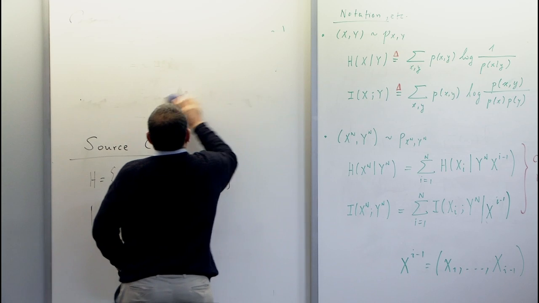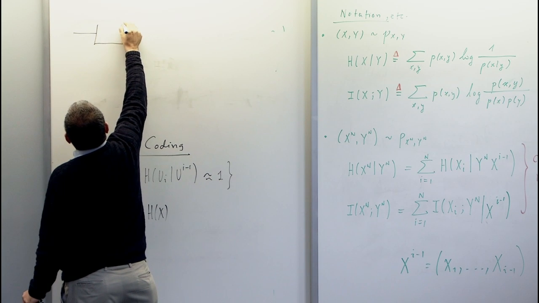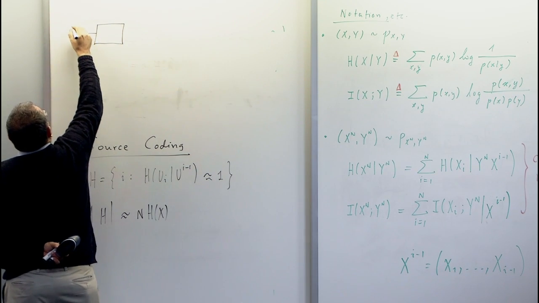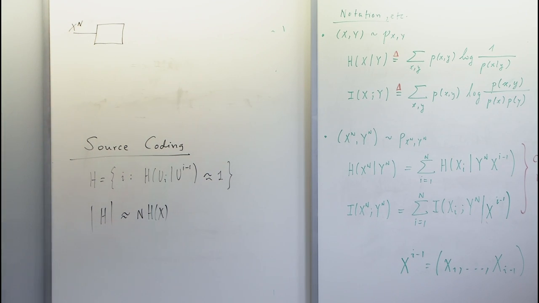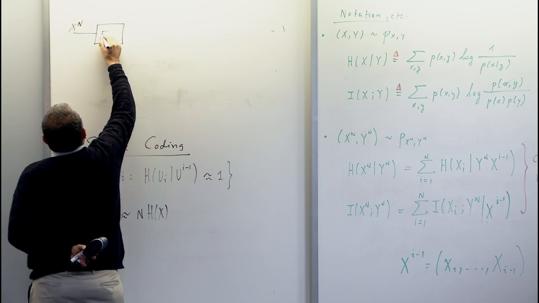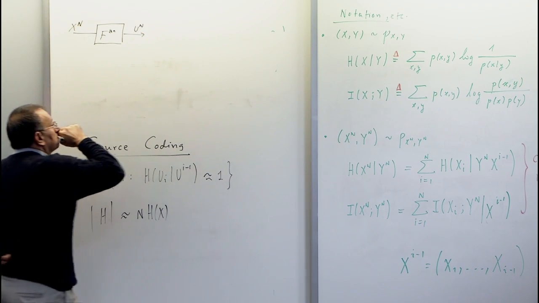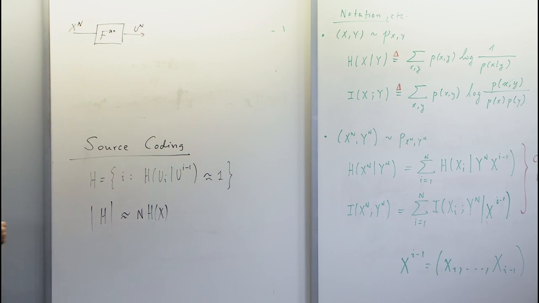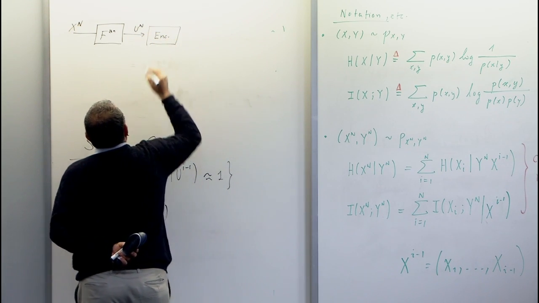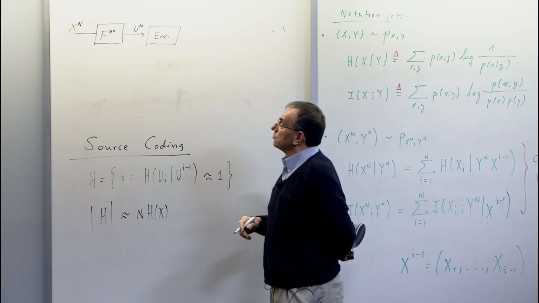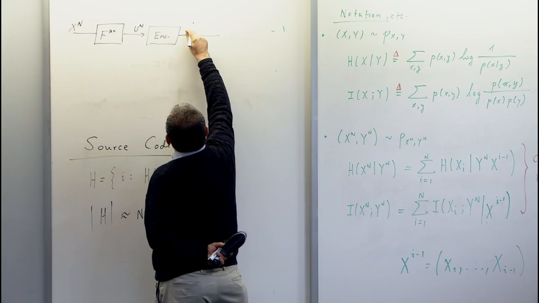Let's first draw a picture to explain exactly what I mean by source coding. There will be this x^n coming from the source. We are going to transform it to obtain u^n. And there will be a source encoder here, a polar source encoder, if you will. This is going to send out a number of bits.